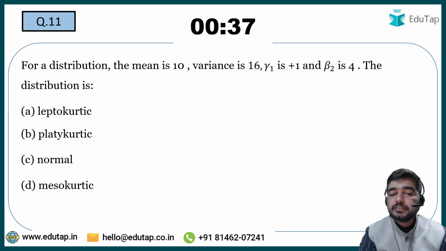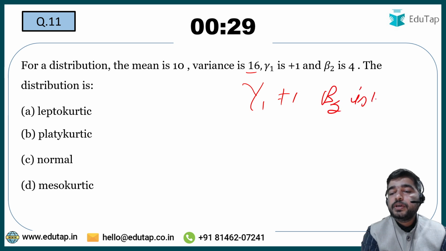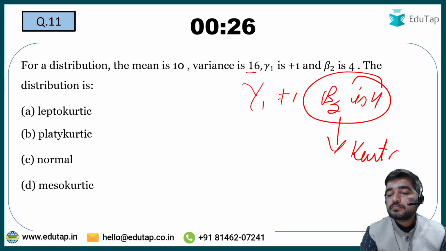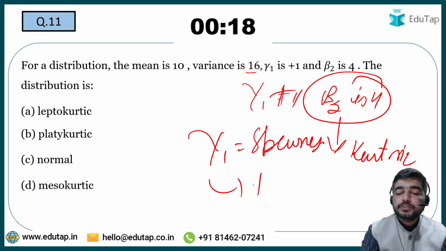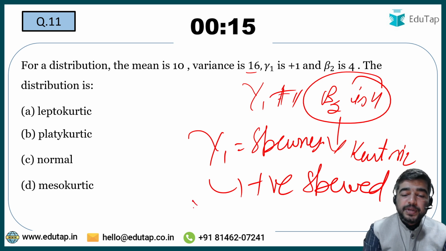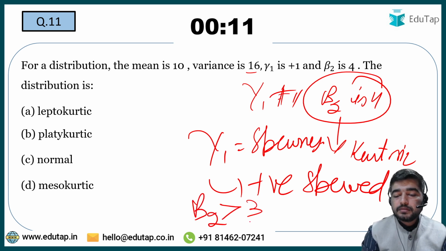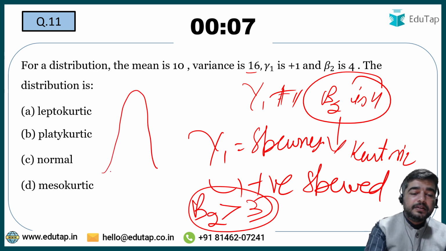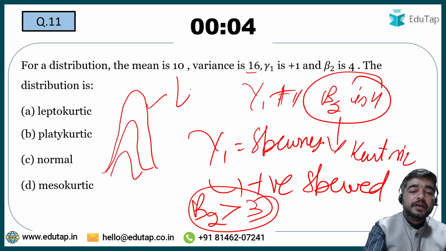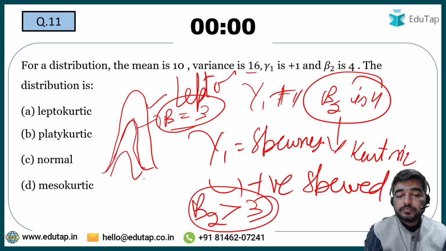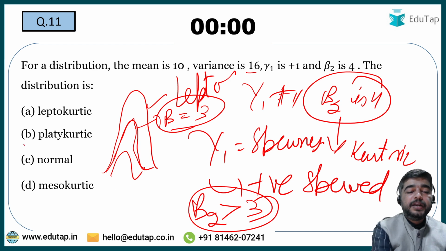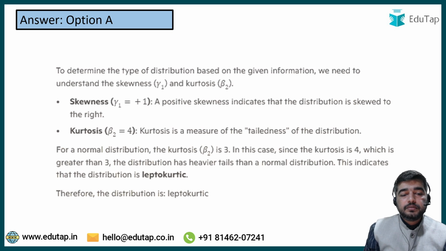Now, for a distribution, the mean is 10, variance is 16, gamma 1 is +1 and beta 2 is 4. So beta 2 gives you kurtosis and gamma 1 gives you skewness. +1 means it is positively skewed. Beta 2 greater than 3 gives you a highly peaked distribution, that is leptokurtic. Beta 2 equal to 3 gives you a normal distribution. Fine. And beta 2 less than 3 gives you a platykurtic distribution.